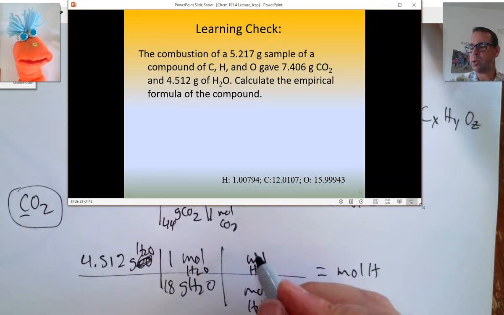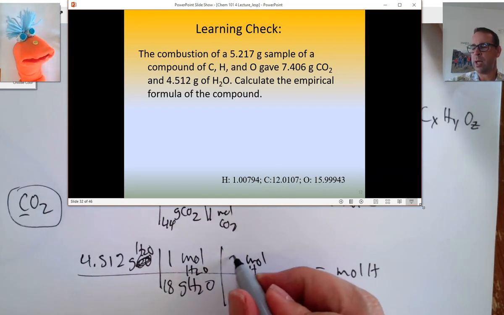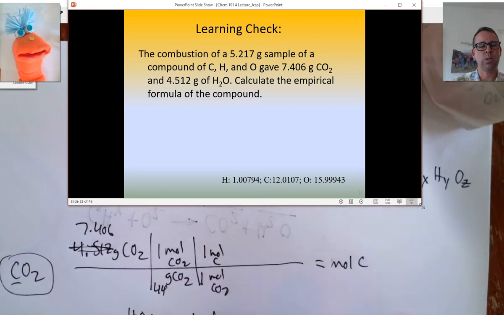How about moles of hydrogen per mole of water? Is that 1 to 1? Well, look at water, H2. Oh, it's 2 to 1. Yes, 2 to 1. Very good. 2 to 1.